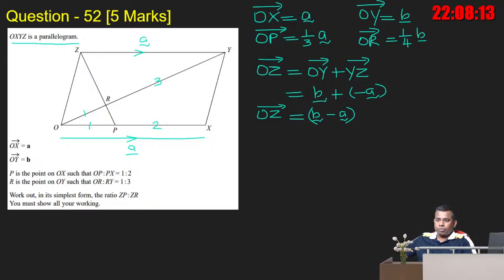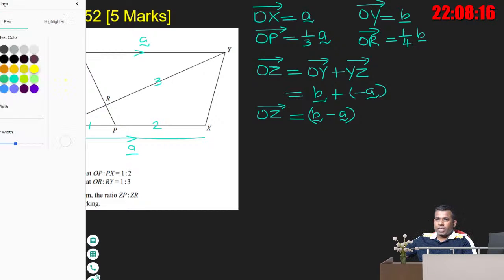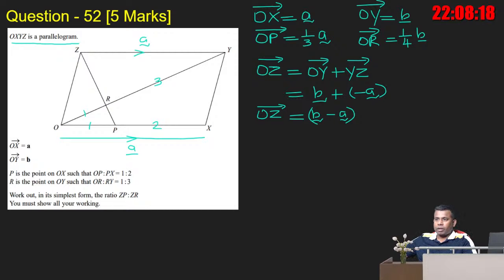So what is the question? I'm changing the color. Different sections I'm doing in different colors. So I'm going to write it from here. They are asking SP, right? Let's do the SP first. SP, what is the vector equation?